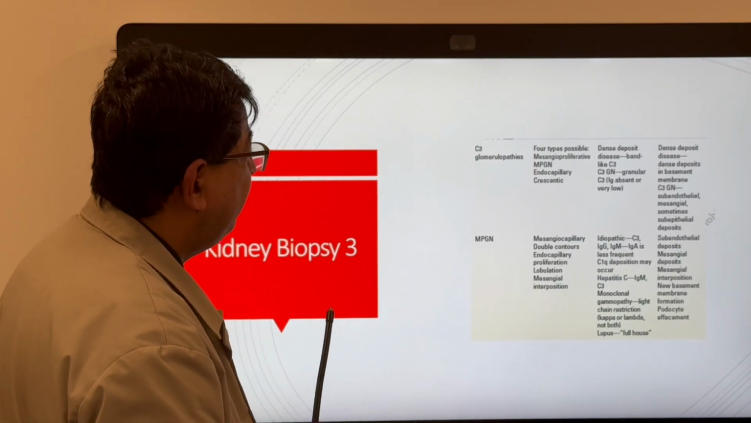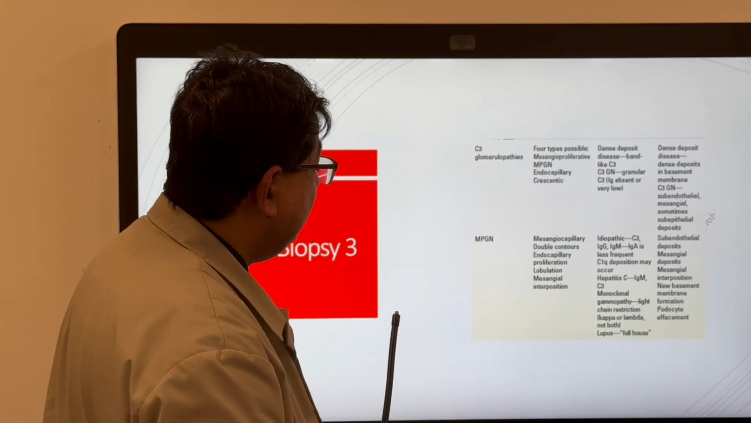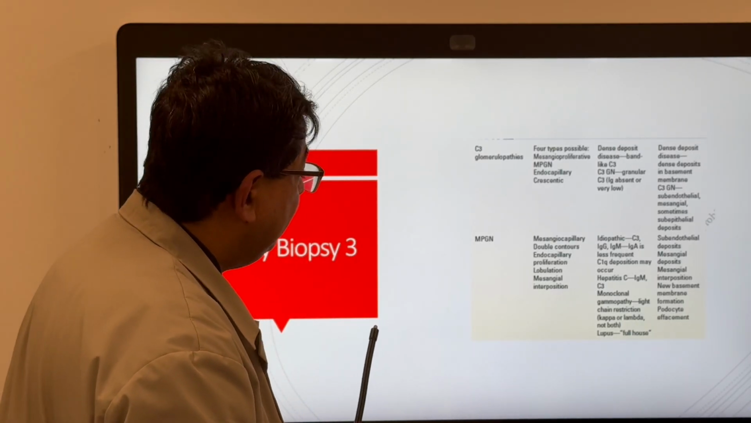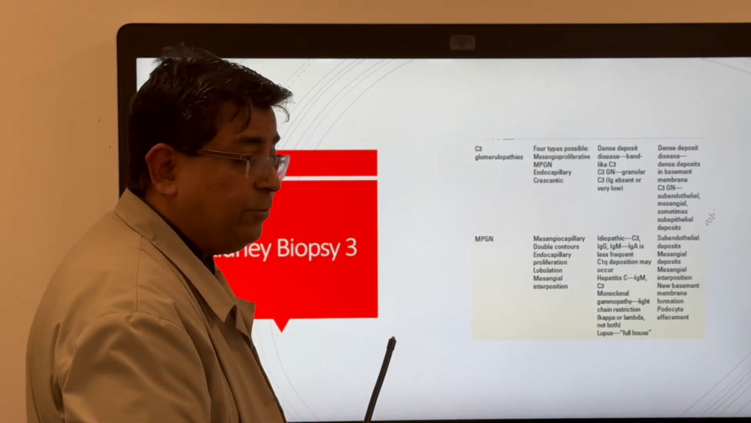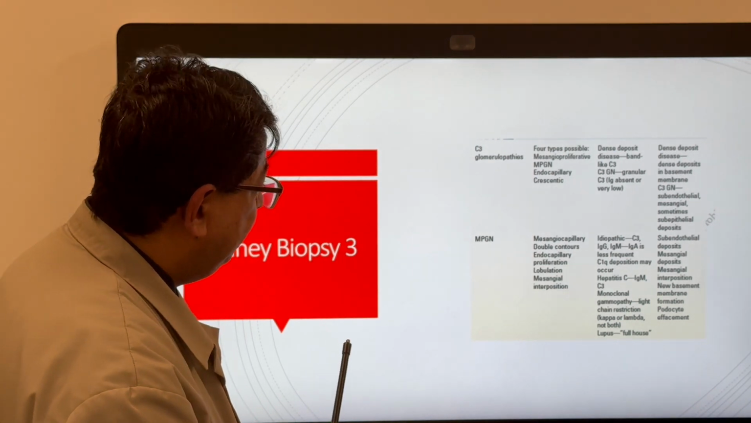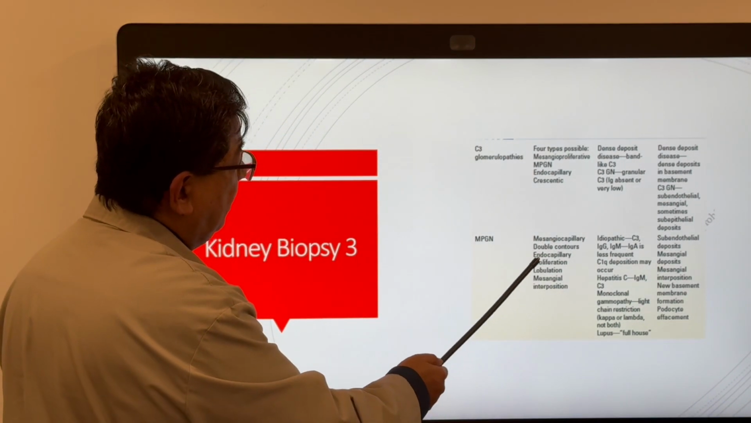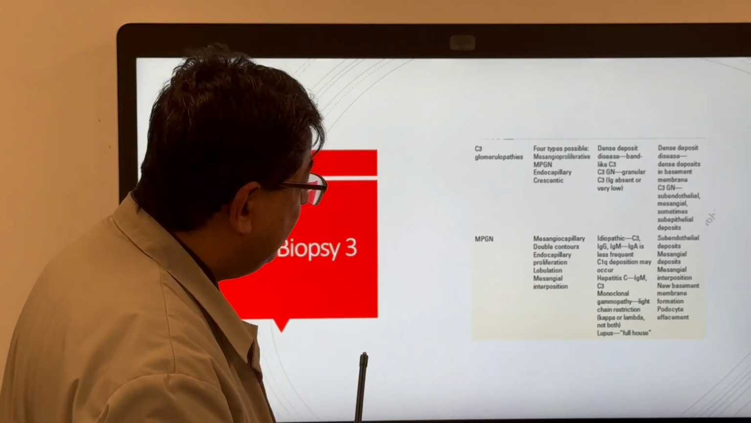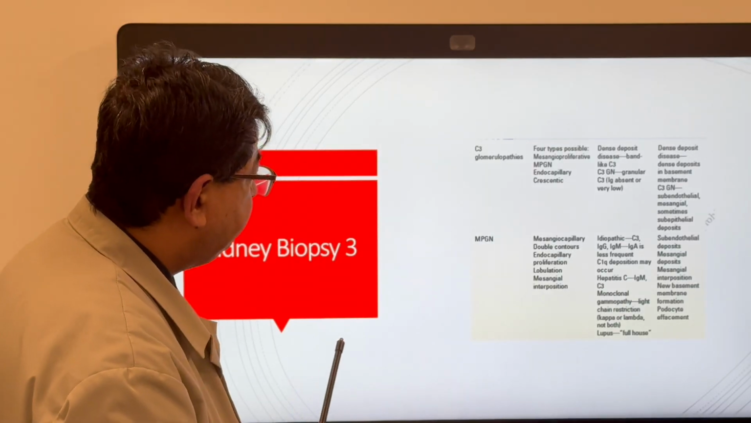Membranoproliferative glomerulonephritis. Here, again, you're going to see involvement of the glomerular basement membrane, and you're going to have proliferation. So double contours, which would be a tram track appearance, implies damage to the glomerular basement membrane. You're going to see endocapillary proliferation, and mesangial interposition implies that you have cells within the mesangium.